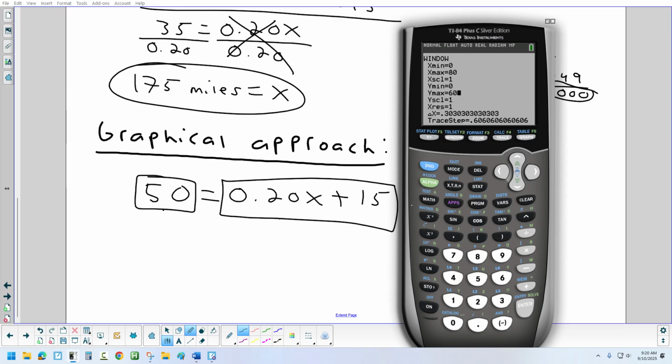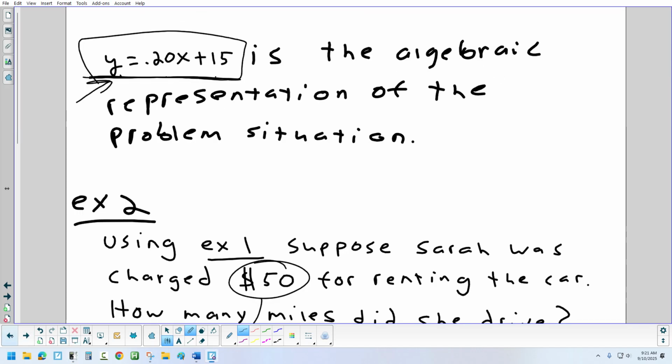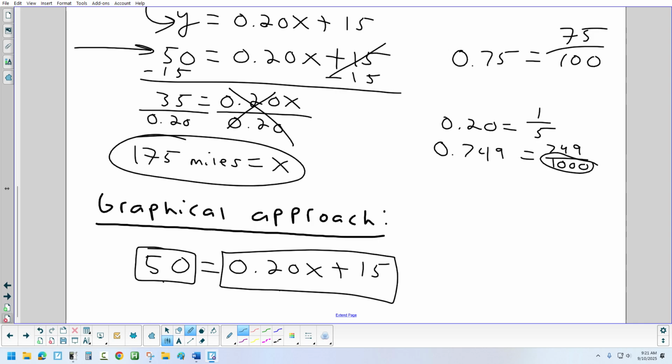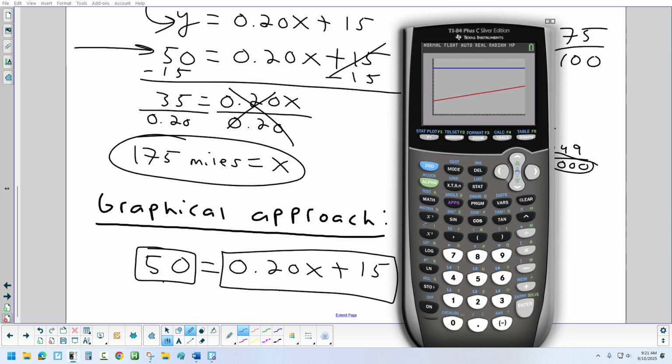Okay, that's all you need to adjust, and now hit graph. There's your horizontal line at 50. And there's the cost of the car increasing as you drive more and more miles. But that's not really helping us right here. What do you think we need to adjust so we can see where these cross?